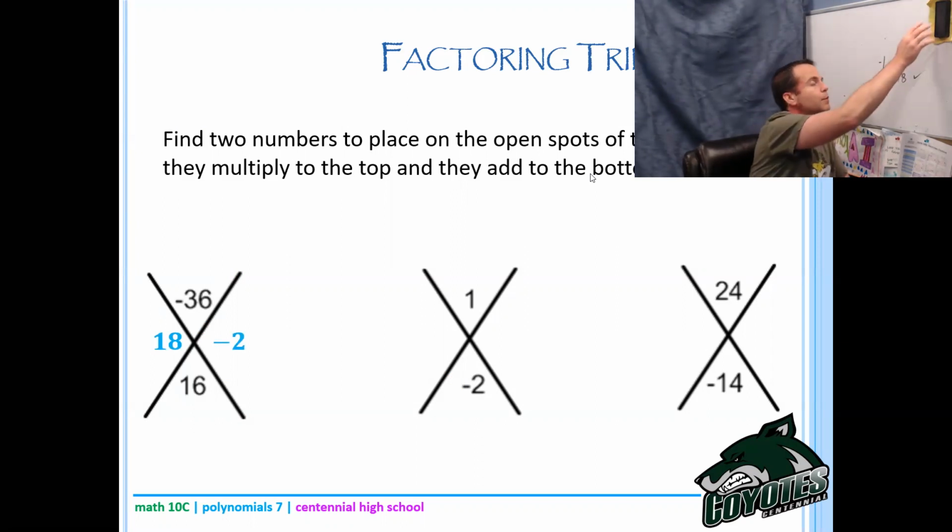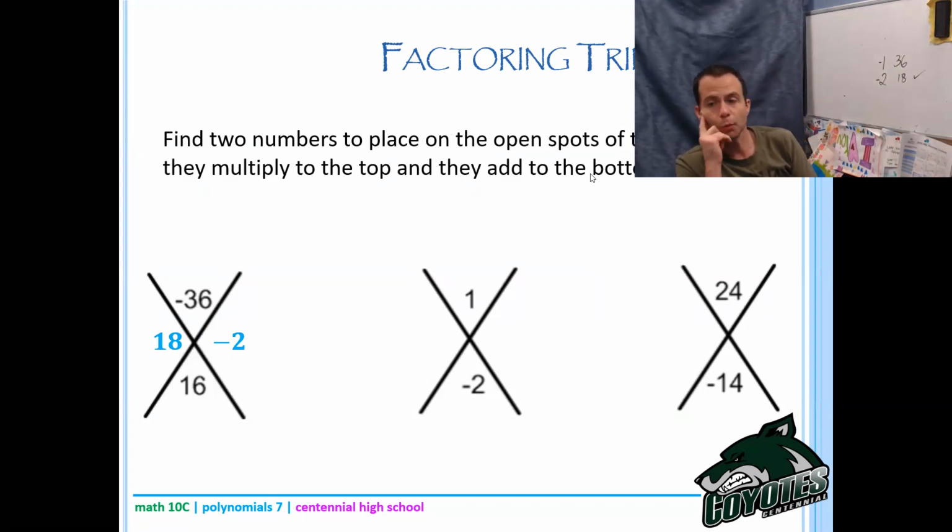Okay, so now we move on. Two numbers that multiply together to give me 1 and add together to give me -2. If I want something to multiply together to give me a positive, either both numbers have to be positive or both numbers have to be negative.